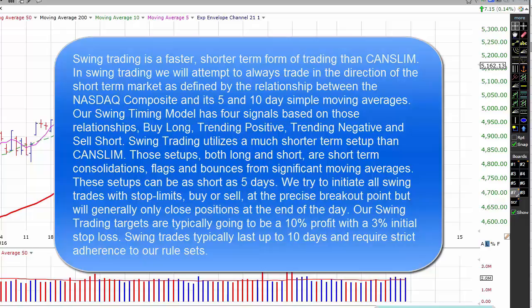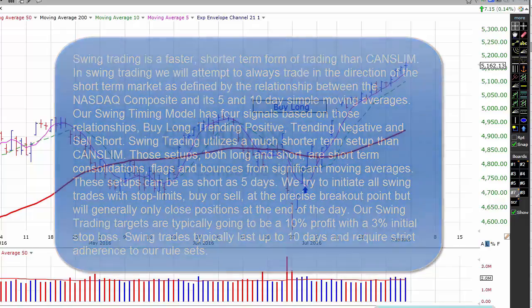We try to initiate all swing trades with stop limits, buy or sell, at the precise breakout point, but will generally only close positions at the end of the day. Our swing trading targets are typically going to be a 10% profit with a 3% initial stop loss. Swing trades typically last up to 10 days and require strict adherence to our rule sets.